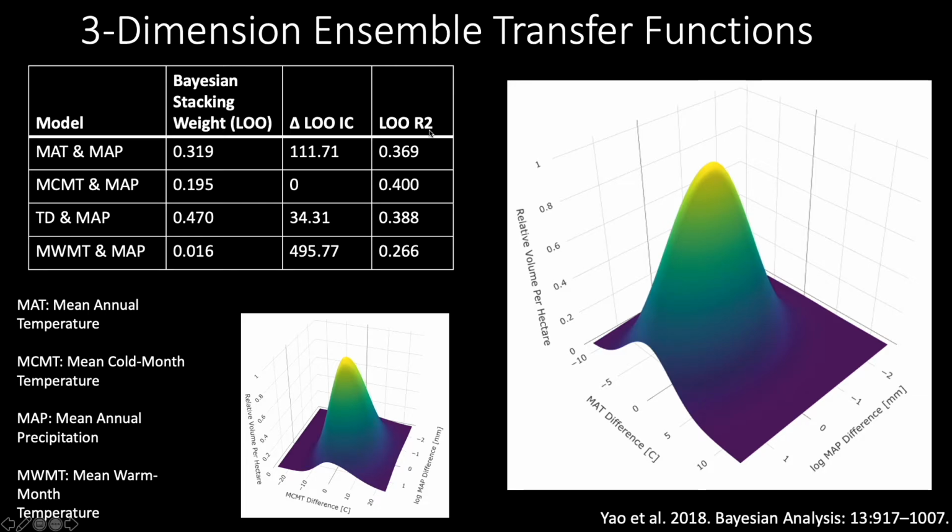This leave one out R squared is a little bit lower than it would be for data internal to the model that was used to parameterize the model, because it's calculating the R squared for out-of-sample data that wasn't used to fit the model. And then the Bayesian stacking weights also use a leave one out procedure to determine the weights of the relative models in the ensemble model.